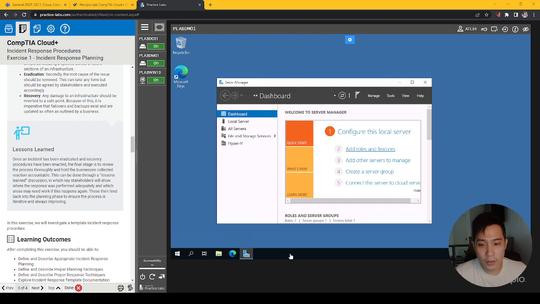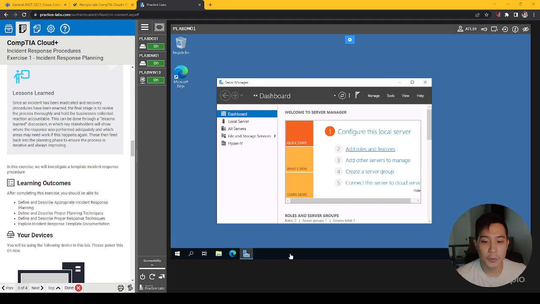Lastly, lessons learned. Now, once an incident has been eradicated and recovery procedures have been enacted, the final stage is to review the process thoroughly and hold the business's collective reaction accountable. This can be done through a lessons learned discussion, in which key stakeholders will show where the response was performed adequately and which areas may need work if this happens again. Now, these then feed back into the planning phase to ensure the process is iterative and always improving.